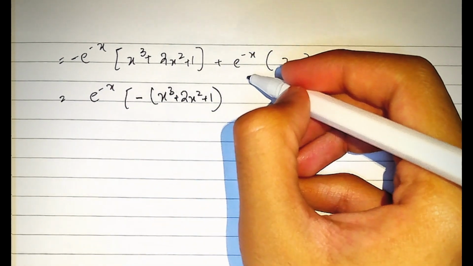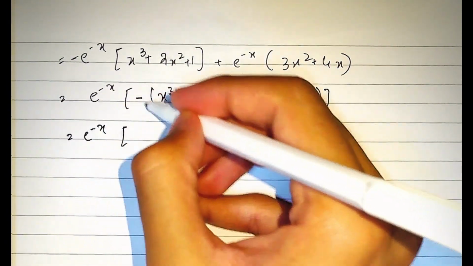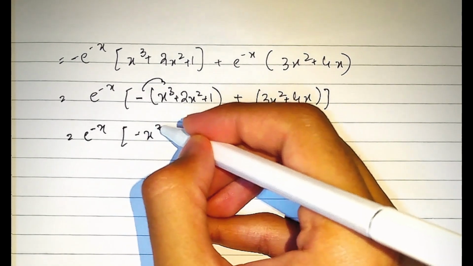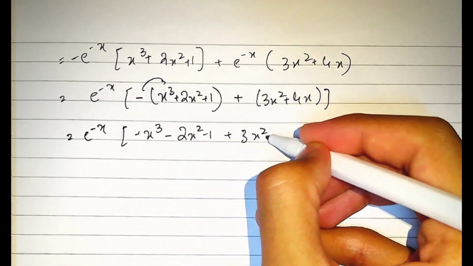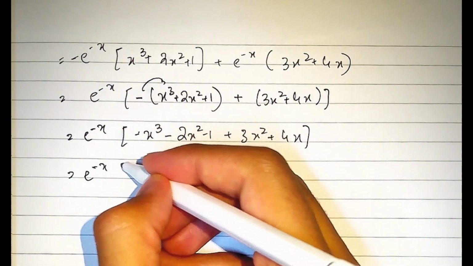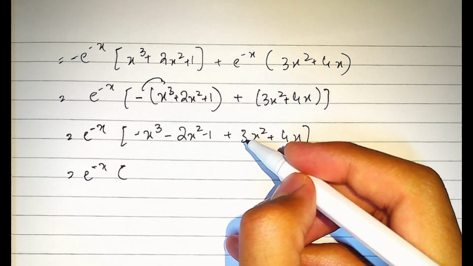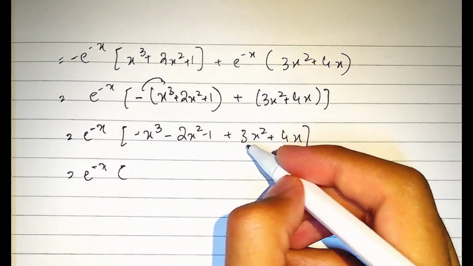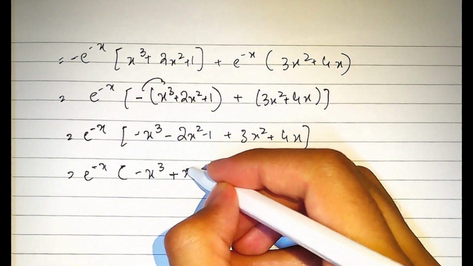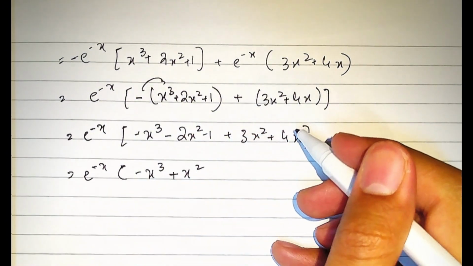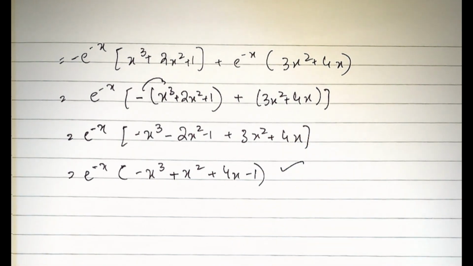If we take out e^(-x) common from this term, we are left with 3x^2 + 4x. If we simplify further, this negative sign will be multiplied, so we have negative x^3, negative 2x^2, negative 1, plus 3x^2 + 4x, and then e^(-x). So let's just simplify these things. So 3x^2 minus 2x^2 is actually x^2, but first of all, this negative x^3 cannot be cancelled, so it will be left as it is: negative x^3 + x^2. Negative 1 can also not be simplified, and 4x cannot be simplified, so we are left with 4x minus 1. So this is the final derivative of this function.